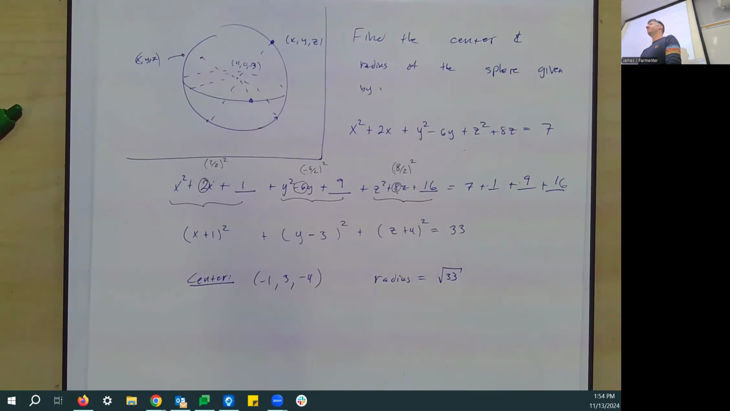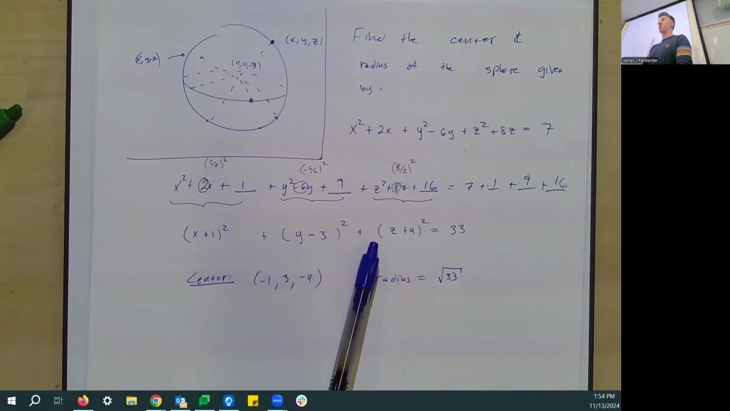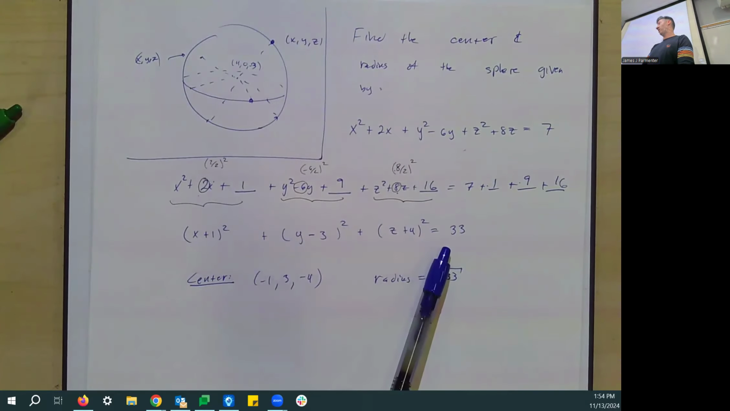Let me ask you a question, which might sound like a dumb question, but I'm asking anyway. Is the center of the sphere a point on the sphere? No! It doesn't satisfy the equation. If you plug in the center, you get negative 1 plus 1 squared plus 3 minus 3 squared plus negative 4 plus 4 squared, which is equal to 0. Is that equal to 33? Definitely not. Just like the center of a circle isn't a point on the circle, the center of a sphere isn't a point on the sphere, or doesn't satisfy the equation, which is totally fine.